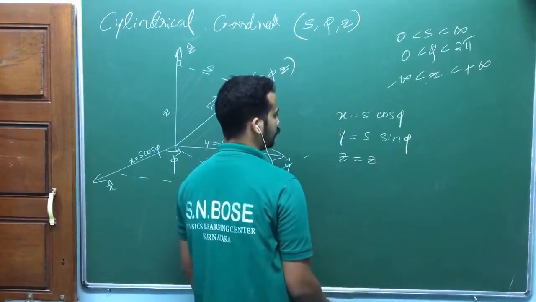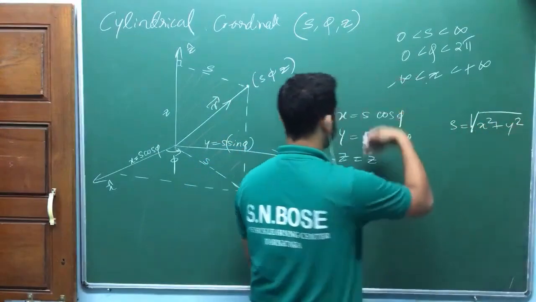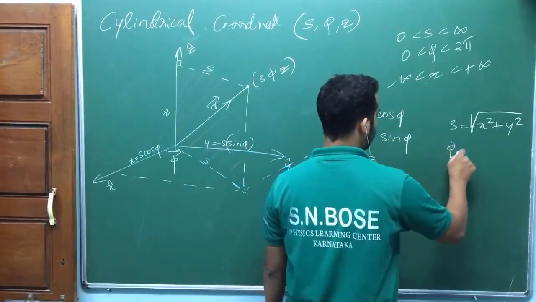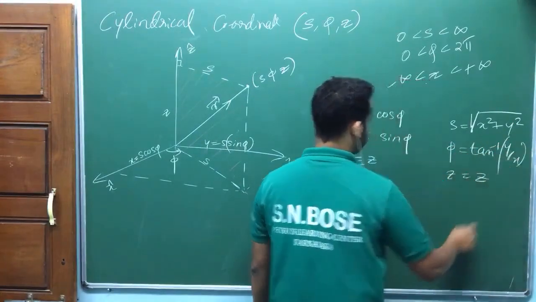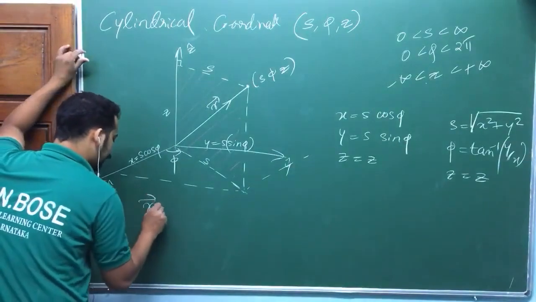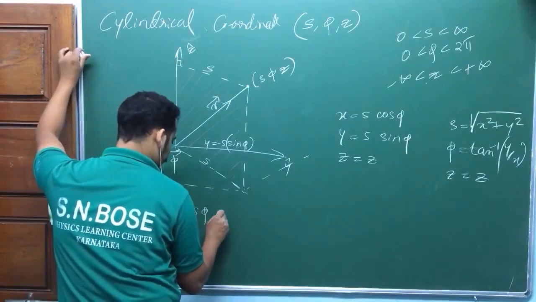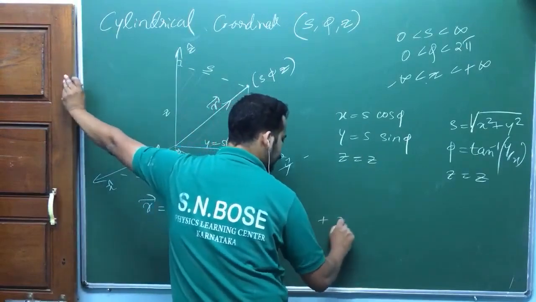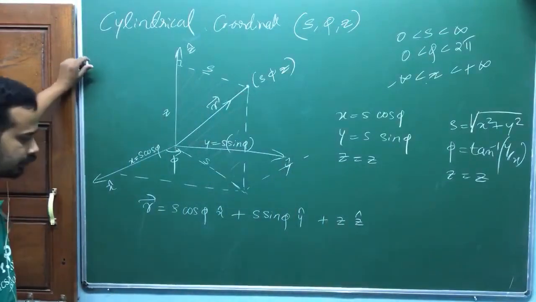If you want to invert this, how do you write S? S is equal to root of x square plus y square, isn't it? If you square and add. And phi is equal to tan inverse of y by x. Okay. Z is equal to z. These are the transformation equations. And again you can write r vector as S cos phi x cap plus S sin phi y cap plus z times z cap. Z part remains same. Very similar to Cartesian coordinate. Is that okay?